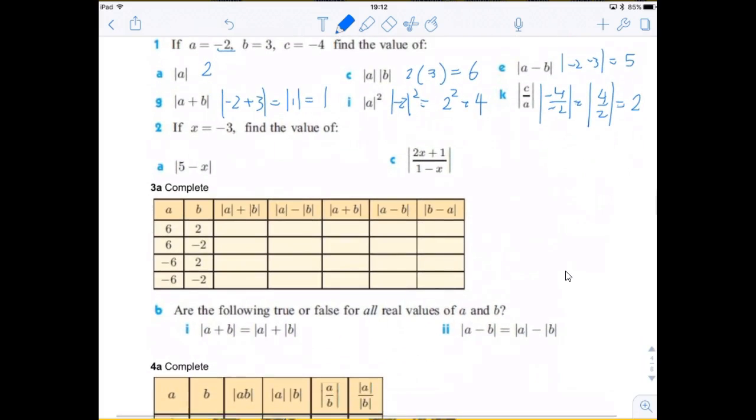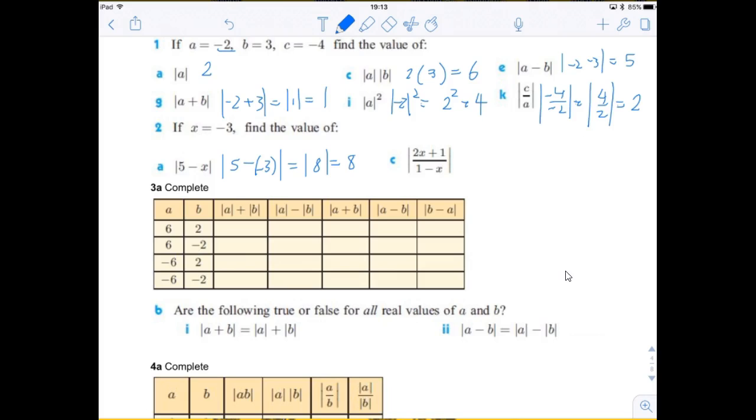If x equals negative 3, find the value of 5 minus x modulus. So that would be 5 minus a negative 3, which would be equal to modulus 5 plus 3, which is 8. It's 8.